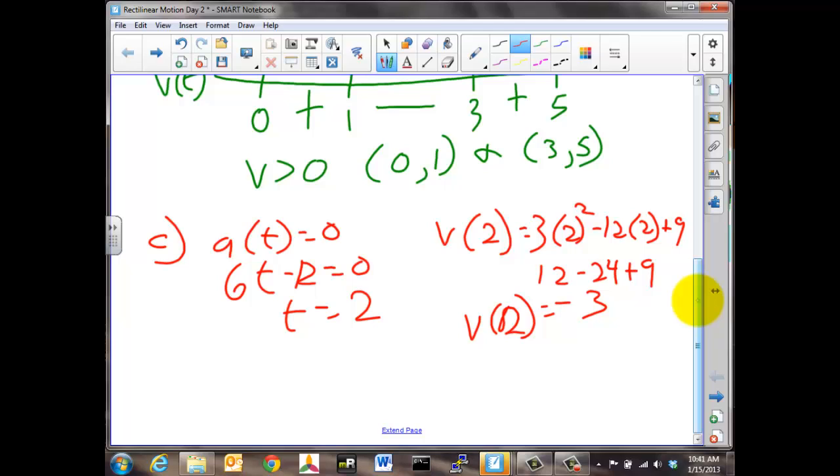Backwards to a negative direction. Does that agree with what we just said in B part? Yes, because from 1 to 3 we were moving negative.